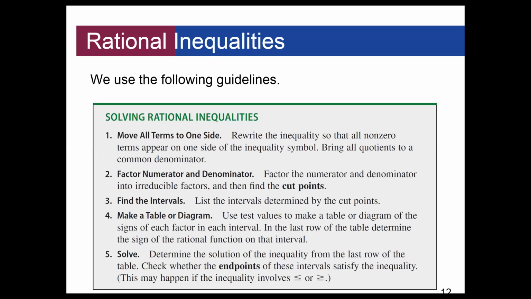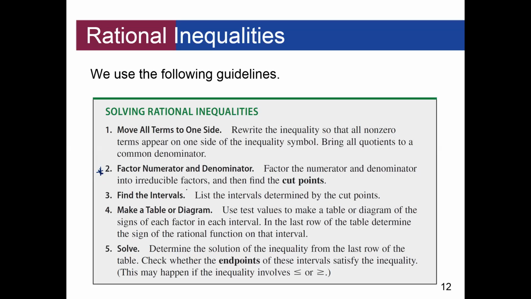We go through similar steps except step 2. Remember, in solving polynomial inequalities, we do the same step 1: move all terms to one side. Here you have a rational inequality, so you have to find a common denominator, unlike polynomials, and then you simplify. Then step 2, you have to factor the numerator and then the denominator.